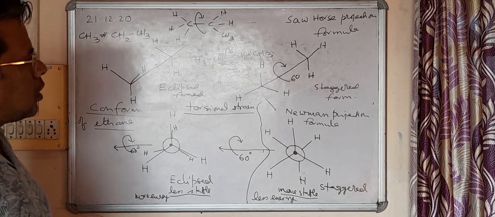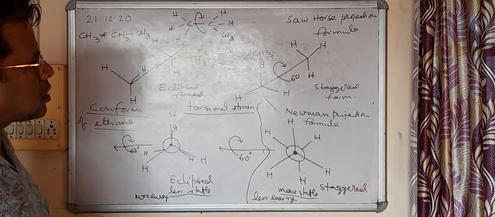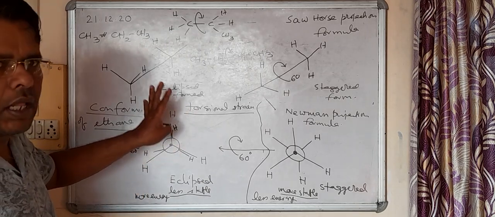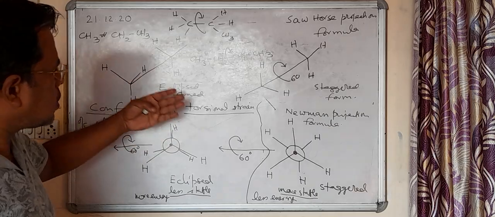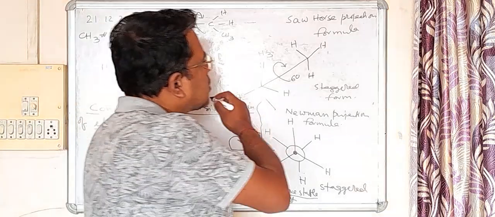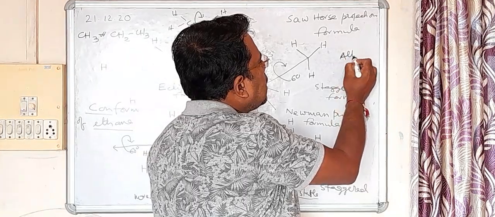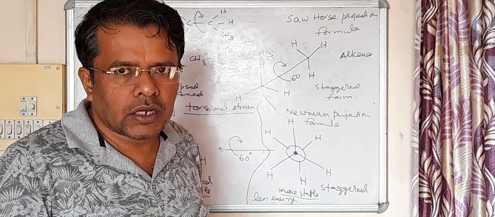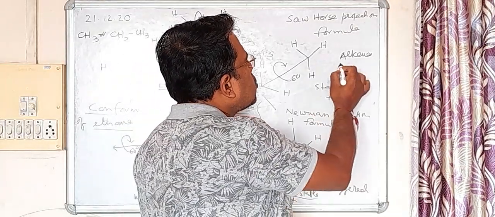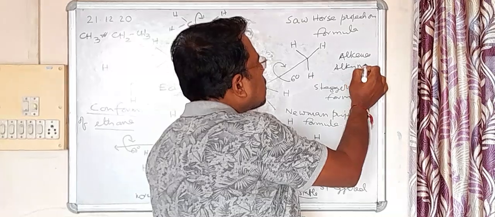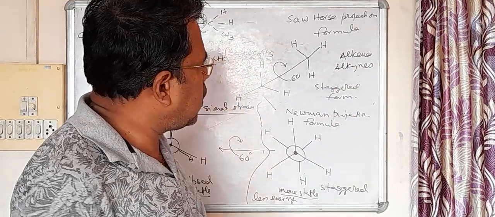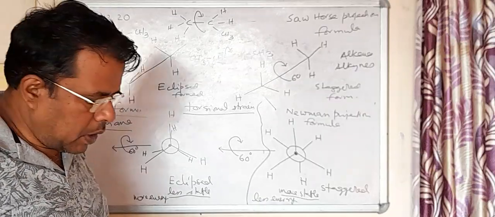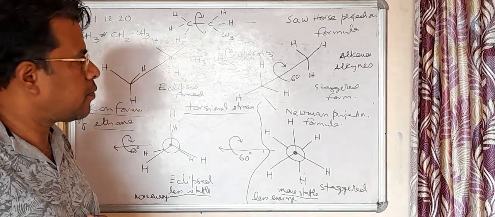Now, in the end, I would like to consider one thing. This conformation is possible only with alkanes. This phenomenon is not possible in the case of alkenes. You need to find out yourself why. This phenomenon is also not possible in the case of alkynes. So you try to find out; if you cannot, then I will tell you in the class. So this conformation is only applicable in the case of alkanes.